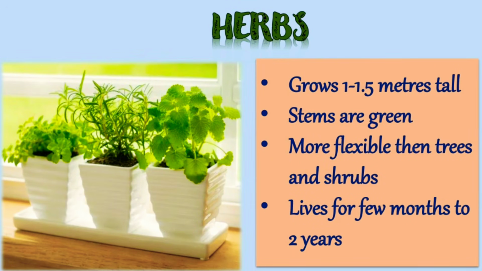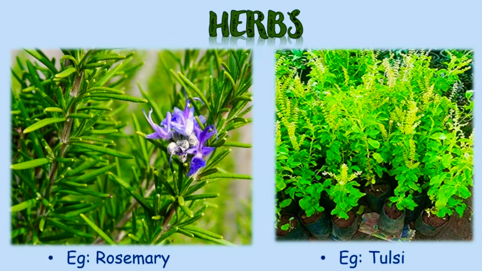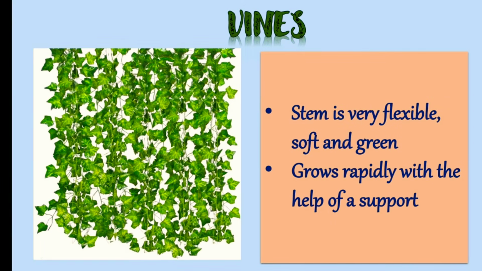Herbs grow 1 to 1.5 meters tall. The stem of the herbs are green and quite flexible as compared to those of the trees and bushes. Herbs may live for a few months or up to 2 years only. So the examples of herbs are rosemary plant, tulsi plant.